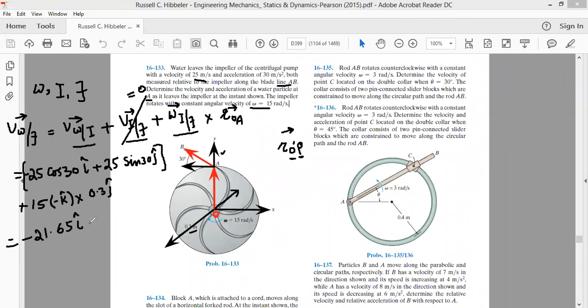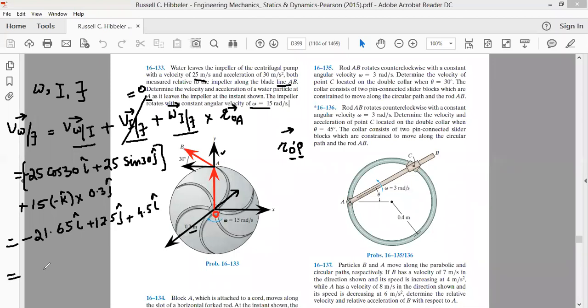Minus 21.65 i cap plus 25 sine 30, that's equal to 12.5 j cap. And we have 15 into 0.3 is equal to 4.5, and its product will be k cross j. As far as k cross j is concerned, k cross j is equal to minus i, and minus times minus will become plus, so it will be plus 4.5 i cap.